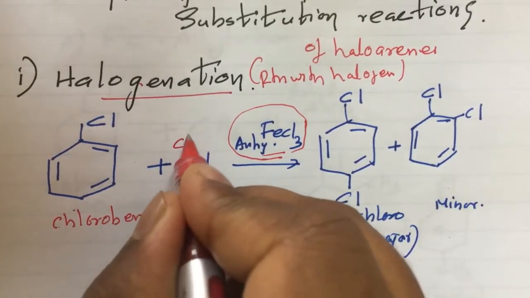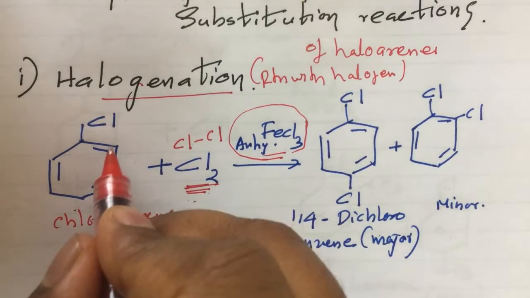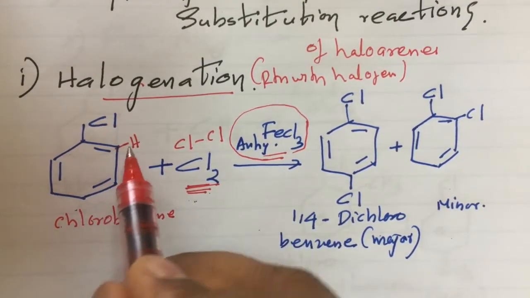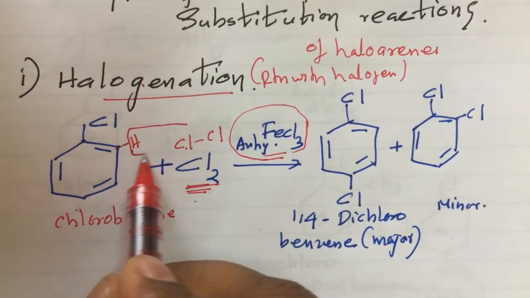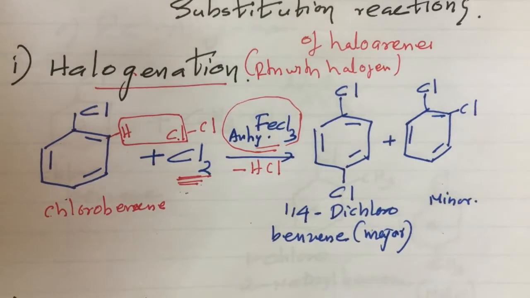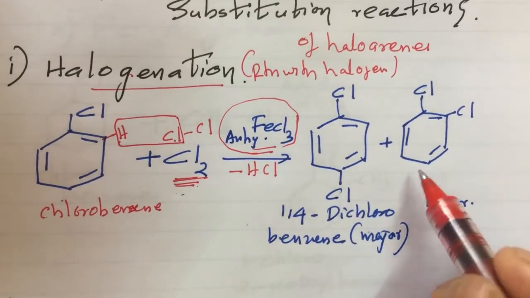Cl2, Cl. Then H from the ortho position. H and Cl form the byproduct HCl. And the first product is this.